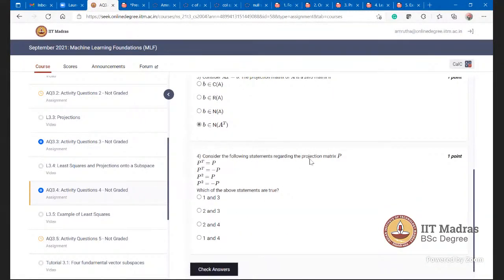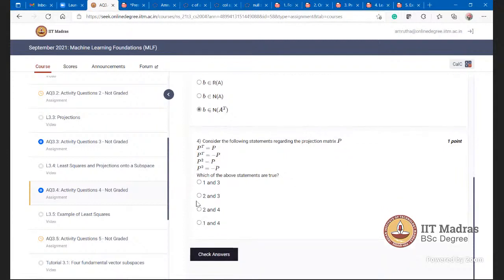Here, consider the following statements regarding the projection matrix. Which are the true conditions here? The transpose of the P matrix equals P, and P squared is equal to P. So 1 and 3 are true here.